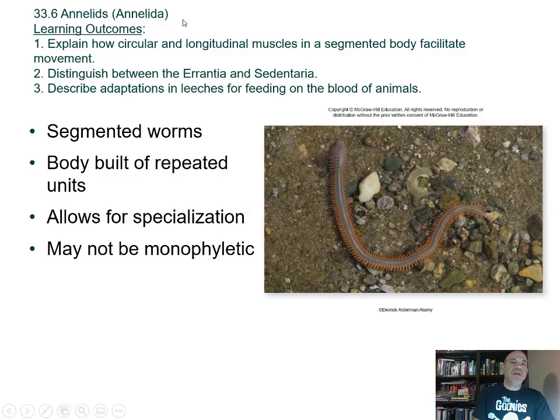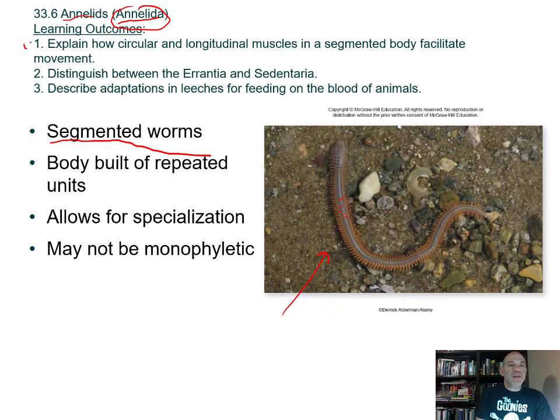So now we're going to look at the phylum Annelida, the annelids. These are commonly called the segmented worms. The formal name is phylum Annelida. Here's a clamworm, which belongs to the genus Nereis, and you can see a lot of little segments all along the body.